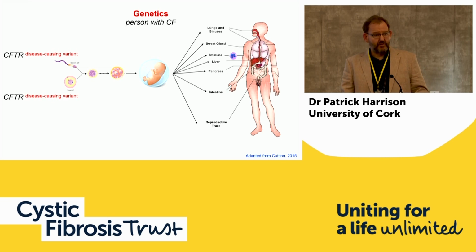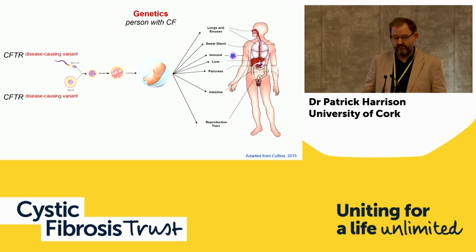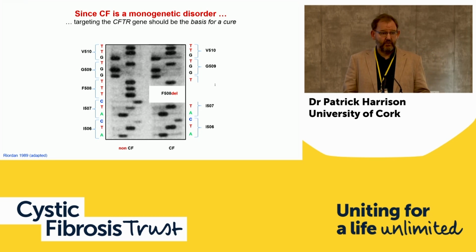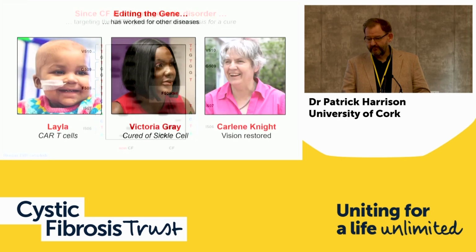If you look at the cause, this is extremely well understood and very simple to explain. If both biological parents carry a variant for CF, and the embryo created from those parents carries both those variants, the person will end up with cystic fibrosis. But since it's a monogenic disorder, there's only one gene involved which carries the variants, then if we could target that gene, potentially that should be the basis for a curative therapy.